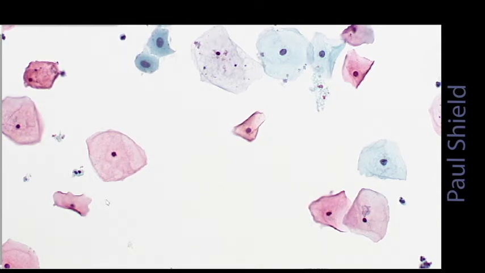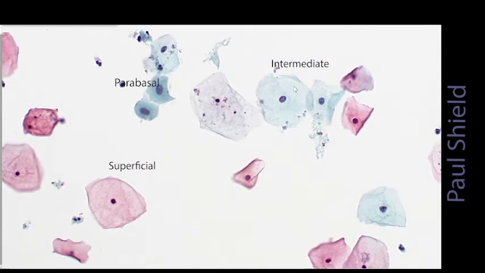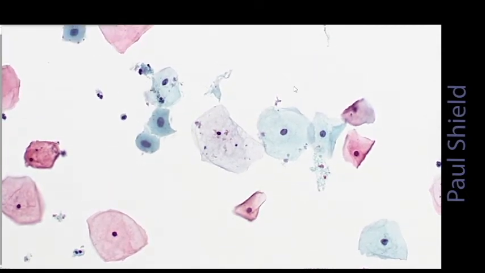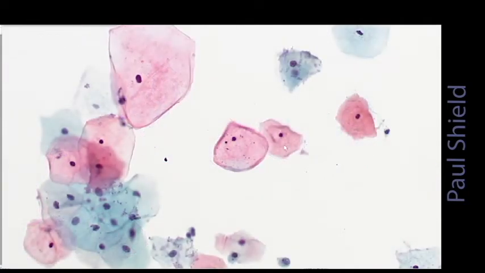This is a superficial cell from the very outermost layer. It has a dead pyknotic nucleus. This is an intermediate cell, same size, but it has a slightly larger nucleus that has more open chromatin, and so it has just a slightly higher NC ratio than these two here, which are quite a bit smaller, are parabasal cells. This is a mixed field here.